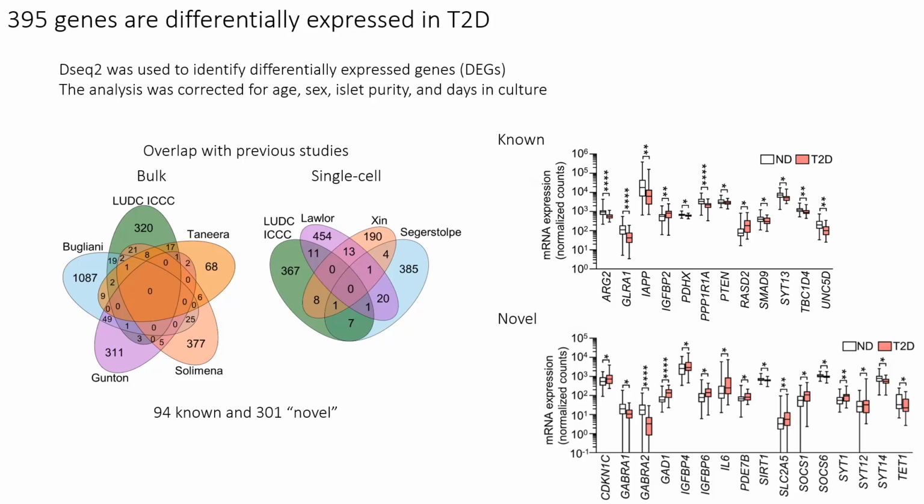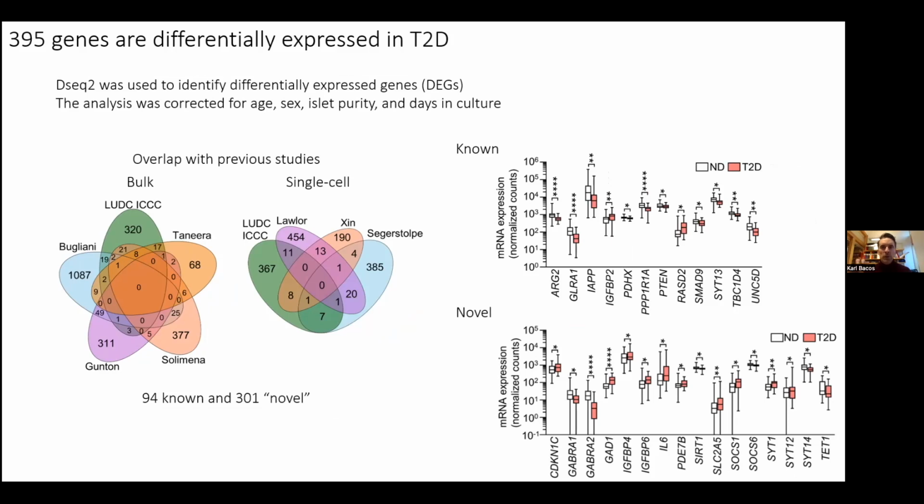Anyway, when comparing to these studies, we found that of our 395 genes, 94 have previously been identified, while 301 were novel. And I put novel within quotes because they're novel in the sense that they were not identified by these specific studies, but some of the genes have been identified in more targeted analysis. And on the right, you see a few examples of these genes.